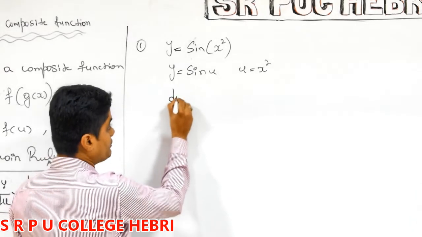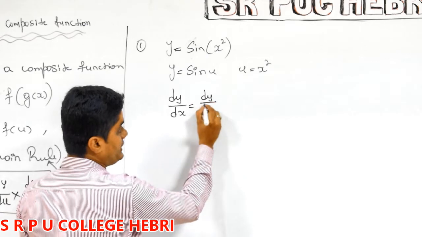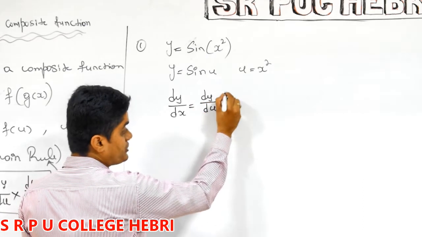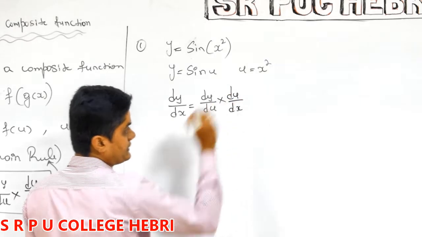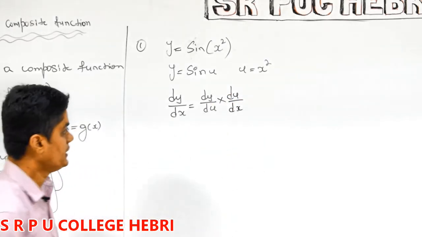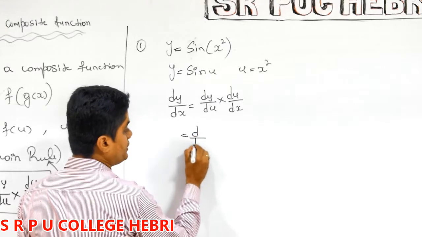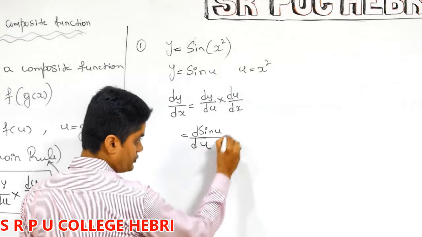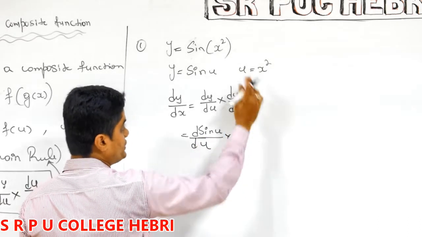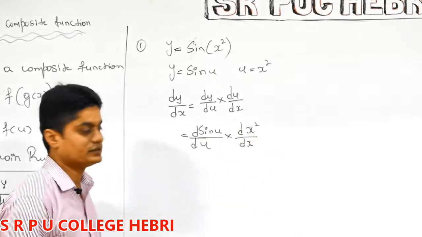Then write down the formula. What is the formula? Chain rule. dy by dx is equal to dy by du, always differentiating with respect to the independent variable, into du by dx. Now what do you mean by dy by du? Differentiation of sine u with respect to u. Then what is u here? x square. Differentiation of x square with respect to x.